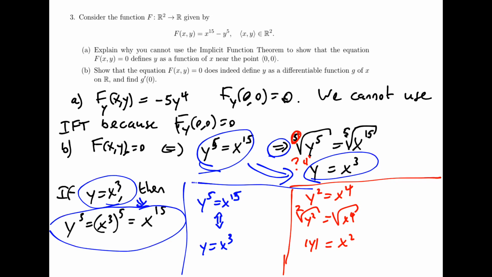And now we're basically done, because we've written y as a function of x. The final thing that we have to do is compute the derivative, which is 3x squared, and at the point 0 is just 0. So in this case, we can easily compute the derivative. Again, the point of the exercise is to show that sometimes you cannot use the implicit function theorem, but you can just see by hand that indeed the equation defines y as a differentiable function of x.